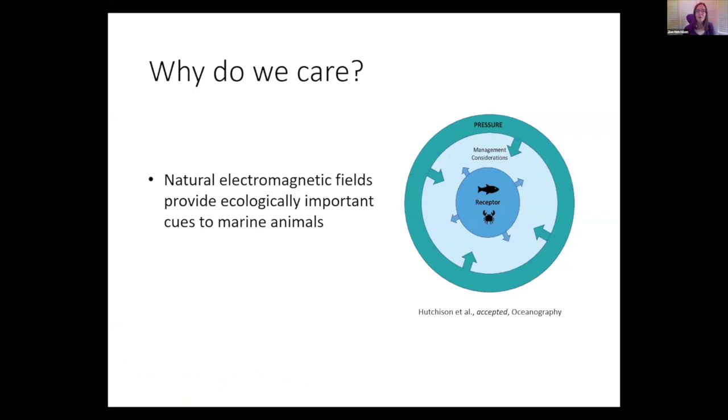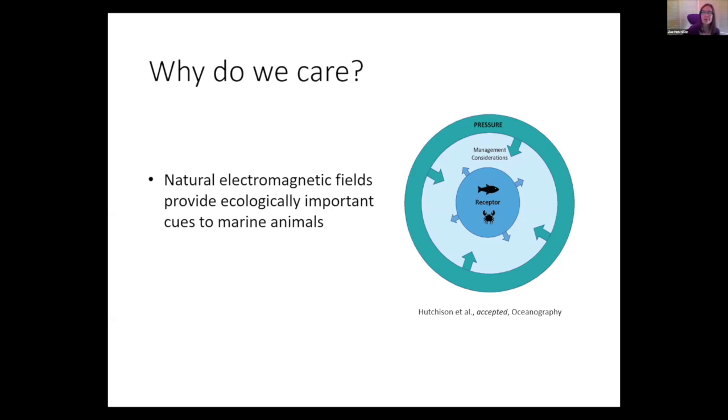So why do we care about electromagnetic fields and what do they mean for our marine environment? Natural electromagnetic fields present quite a lot of ecologically important cues to our animals. They can help animals find their way to important resources, or they may be important in predator-prey interactions, communication, or finding mates. And so they become quite important within their ecological context.